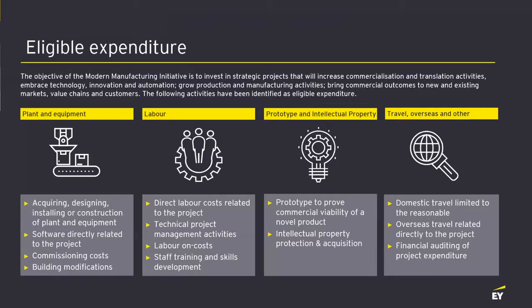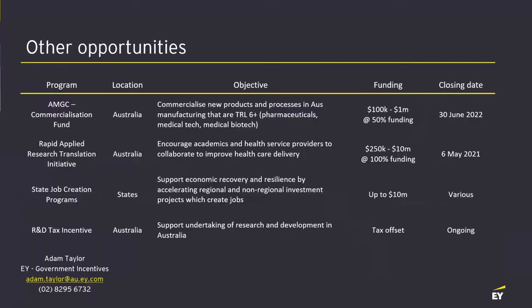And you can also cover things like contract expenditure, where you're getting third parties involved. You can also cover prototypes, where you're covering the construction of a prototype to prove that you have a commercially viable or unique product, as well as the IP patenting process and acquisitions. In addition to that, there's sort of another category which covers travel, domestic or overseas, building modifications, staff training, things of that nature.